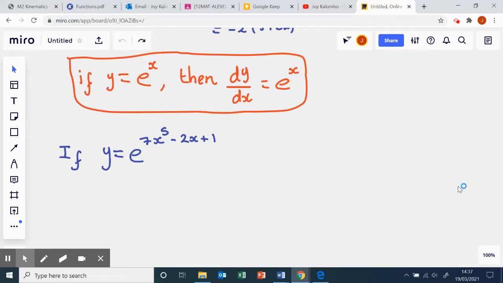Here we are extending our examples of differentiating using the chain rule, where we start differentiating exponential functions. So the one that we have is the exponential function, y equals e to the power of 7x to the 5 minus 2x plus 1.